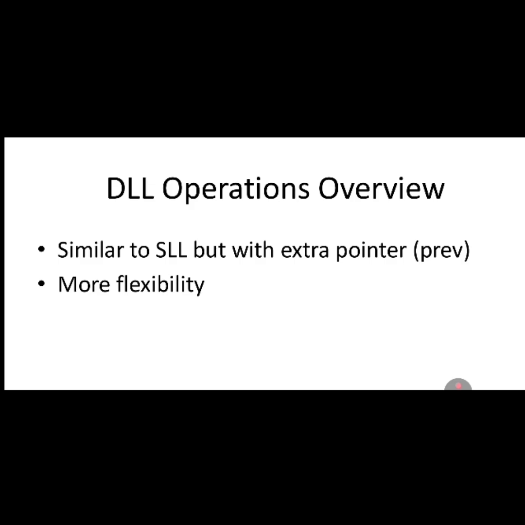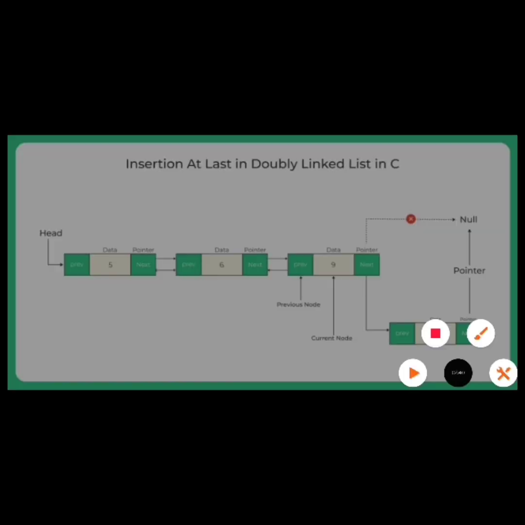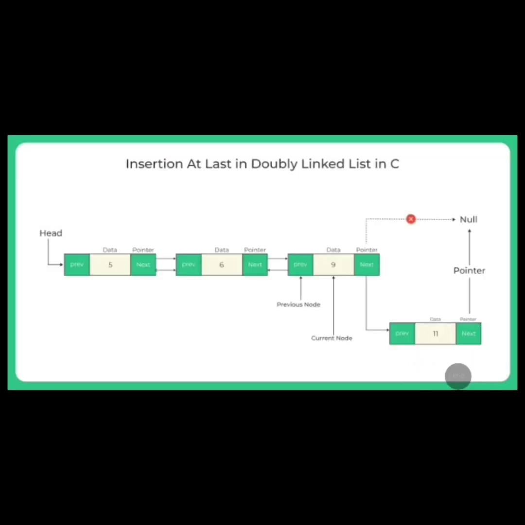It is more flexible than the singly linked list operations. Here the operation is also done with the other pointer, that is, from the other way. This is the structure of insertion at last in a doubly linked list. It is also similar to that of singly linked list, which is already discussed. Go through the structure once.